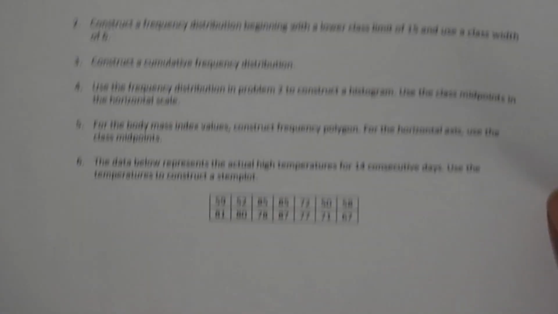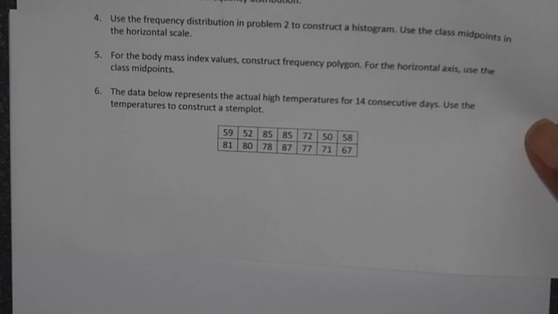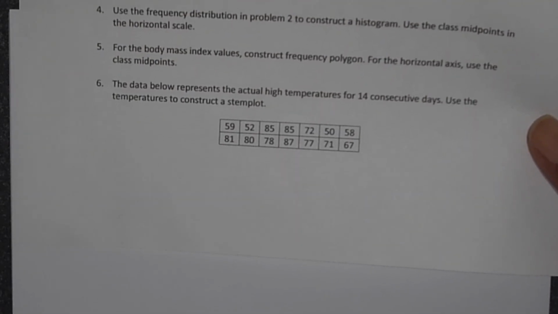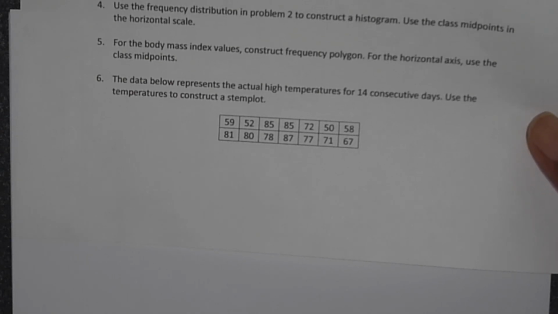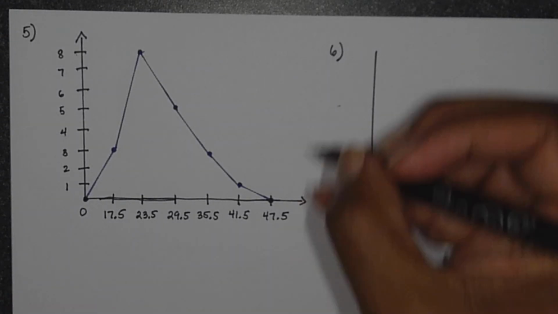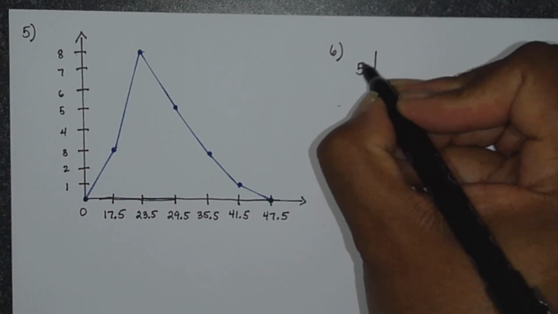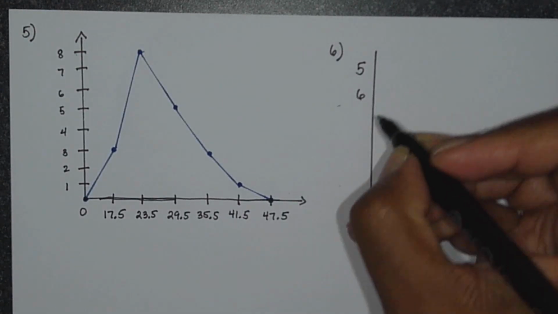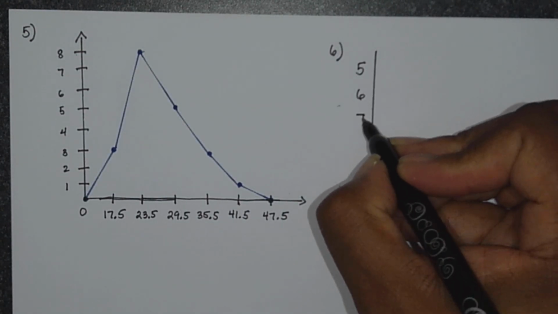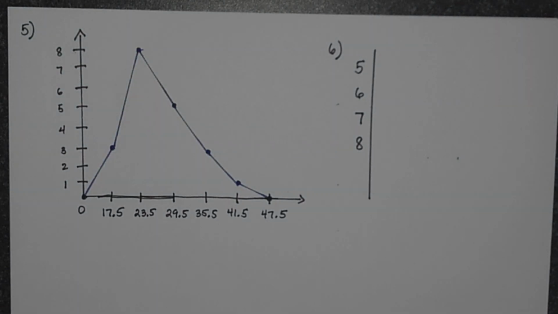So by looking at this data set, the highest number is what? What's the highest? 87, and what's the lowest? 50, okay. So we're going from 50 to 80. So my stem's gonna start with the number 5 for 50, then 6 for the 60s, 7 for the 70s, and 8 for the 80s.